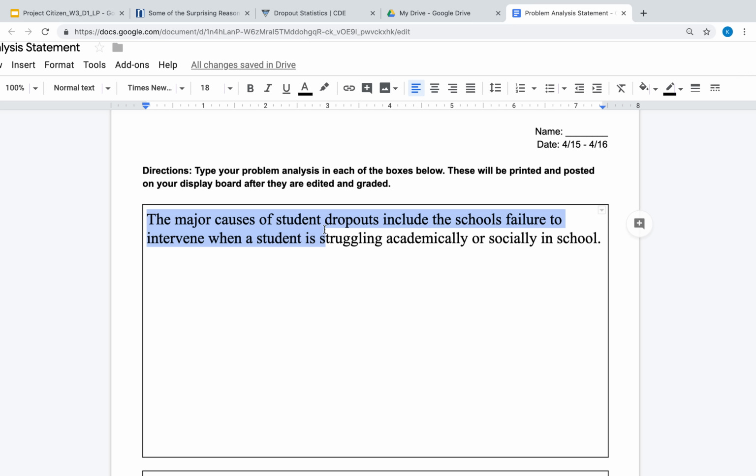The major causes of student dropouts include the school's failure to intervene or get involved when a student is struggling academically or socially in school. Okay, so that is my thinking. It uses information from the research that I did, but again, this is straight from my brain.